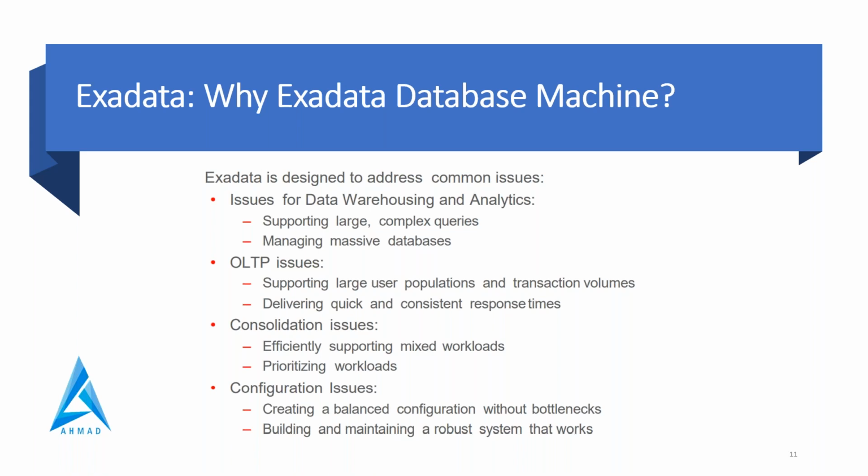And if you are talking about OLTP issues, that means supporting a larger user population and transactional volumes. So you need enough IOs per second, caching of frequently accessed data, and delivering quick and consistent response time, which means minimizing IO latency and efficient commit processing. If you are talking about consolidation issues, it will efficiently support mixed workloads.